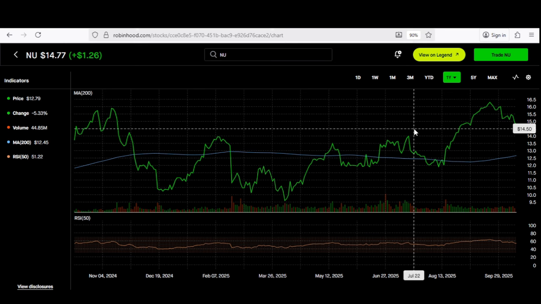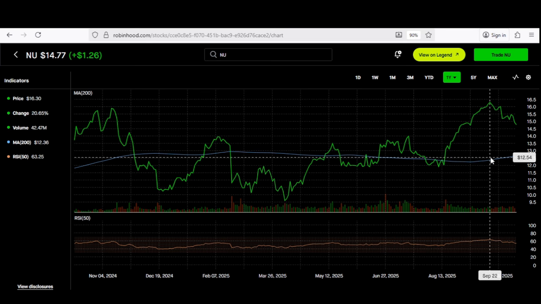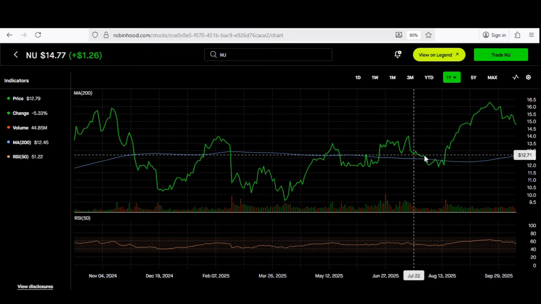Now, the current price of Nubank is sitting at $14.77. Now, the 200-day moving average, which is representative of this blue line right here, sits around 12.74ish. Let's just call it $13. So what the 200-day moving average tells me is that for the last 6 months or 200 days, this stock has been trading around the $13 price range. Now, once again, the current price is above the 200-day moving average, but not by that much. 200-day moving average, $13. Current share price, $14.77. So just about $2 above the 200-day moving average.